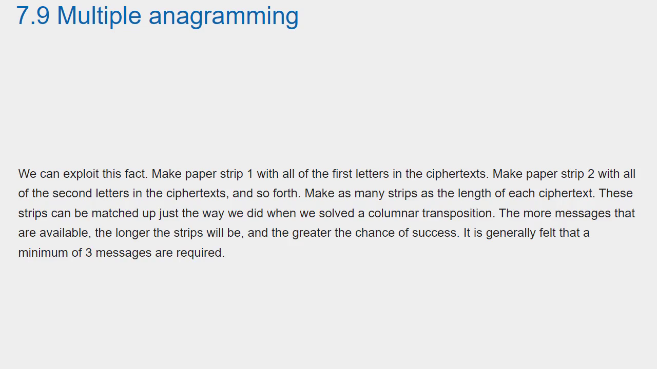Make paper strip 1 with all of the first letters in the ciphertexts. Make paper strip 2 with all of the second letters in the ciphertexts, and so forth. Make as many strips as the length of each ciphertext. These strips can be matched up just the way we did when we solved a columnar transposition. The more messages that are available, the longer the strips will be, and the greater the chance of success. It is generally felt that a minimum of 3 messages are required.